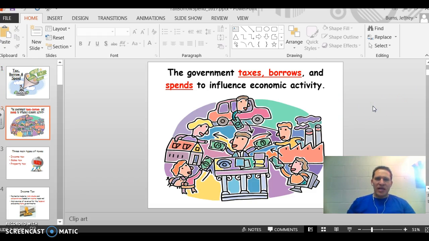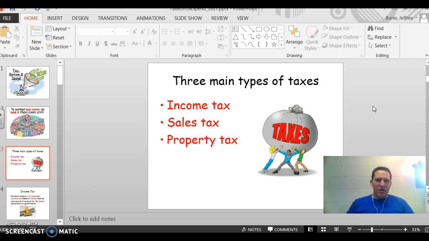We're at the top. The government taxes, borrows, and spends to influence economic activity. That's kind of our main idea statement there. Continuing down, our three major types of taxes here. We're going to talk about income, sales, and property tax, and they're each going to have an impact at a different level of government. So when you think of your nine box chart, your federal, state, and local levels of government, each one of these is going to have an impact at a different level.